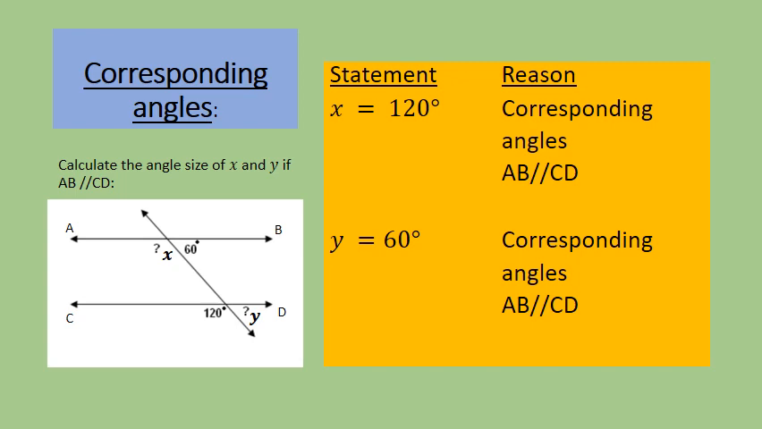Both of these have the reason of corresponding angles, and very important, that is just half of your answer. The other half is that AB is parallel to CD. You have to say which lines are parallel. If you don't write that up in your reason, your whole reason is wrong and you won't even get a mark for saying that they are corresponding angles. Please, people, with all three of these, you have to say which lines are parallel.